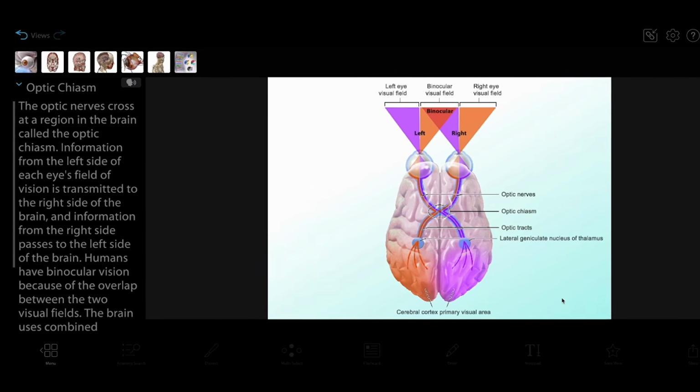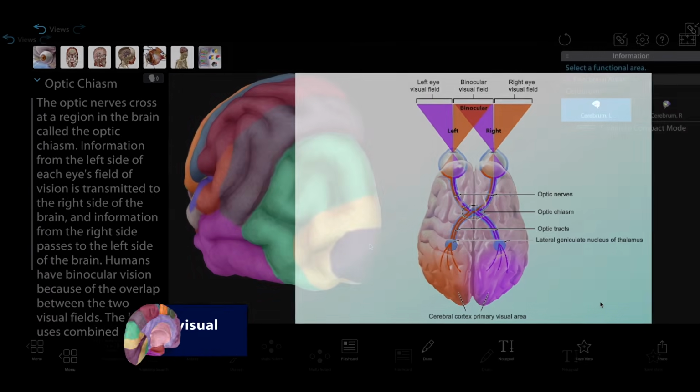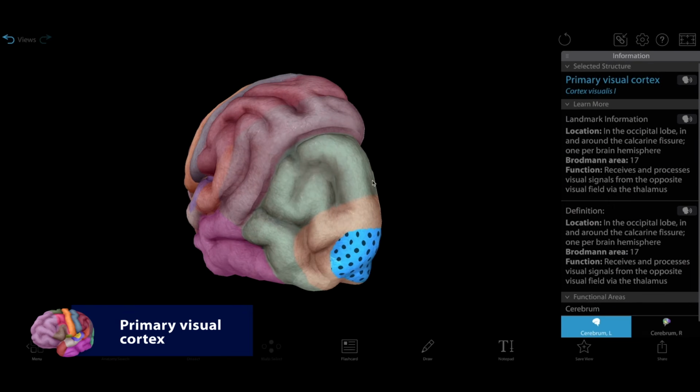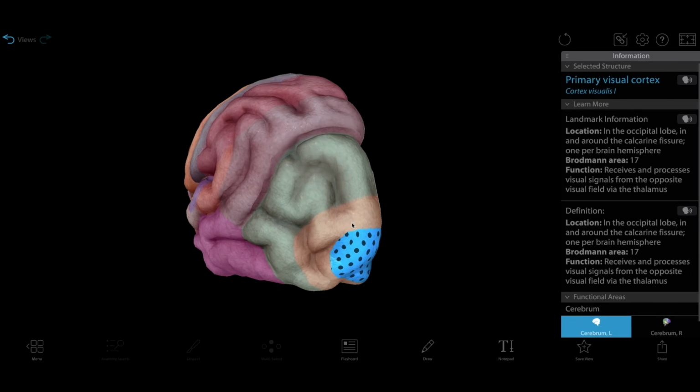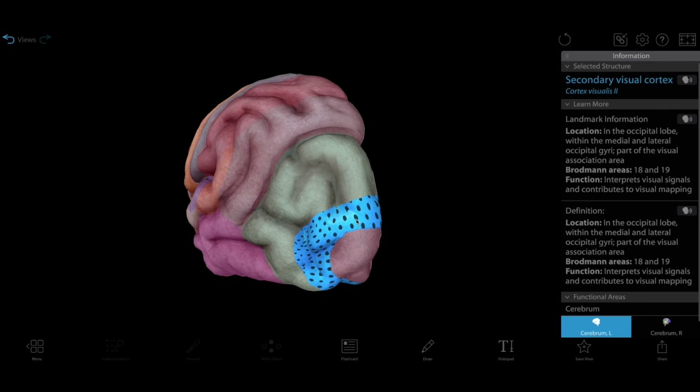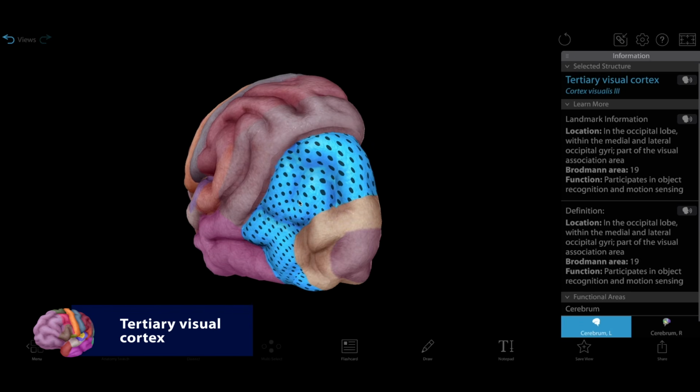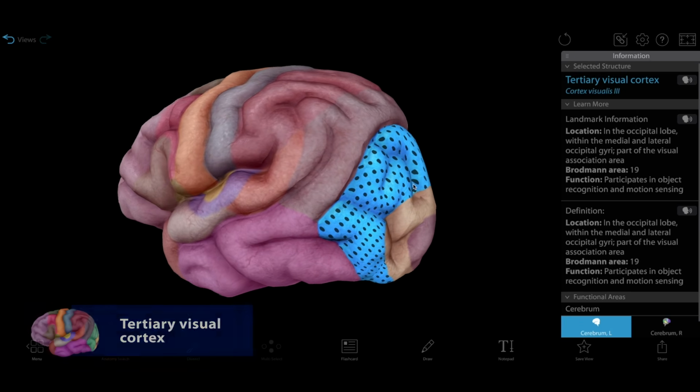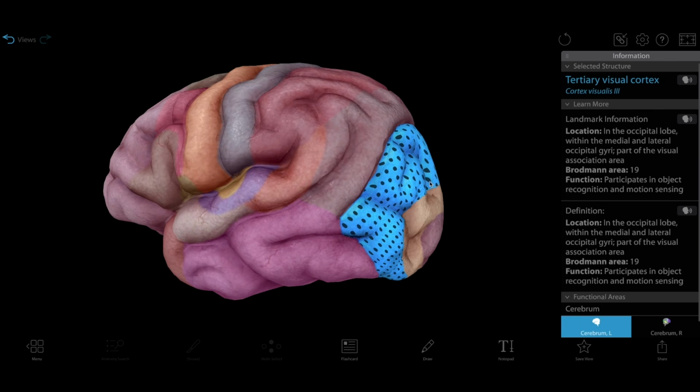Each of the visual cortices has slightly different functions. The left primary visual cortex gets sensory input from the thalamus about the right visual field from both eyes. The secondary visual cortex receives input from the primary visual cortex and processes it into basic shapes and patterns. The tertiary visual cortex does higher-level processing and plays a role in object recognition and motion sensing.